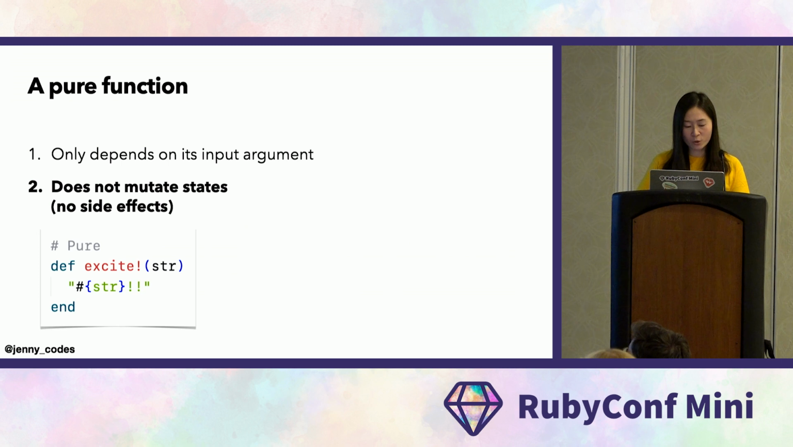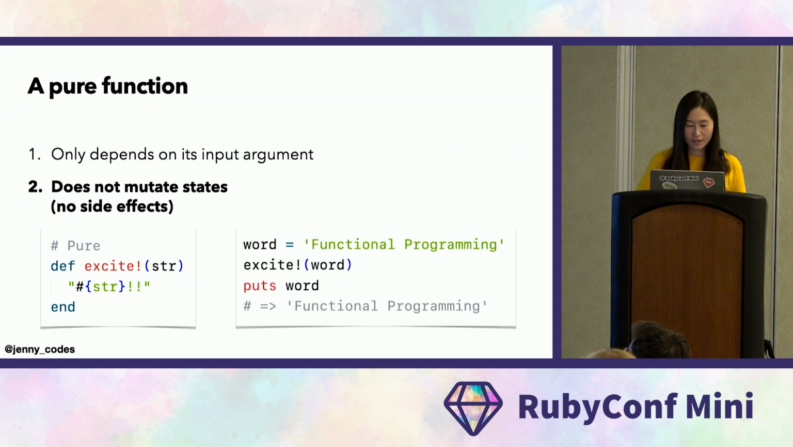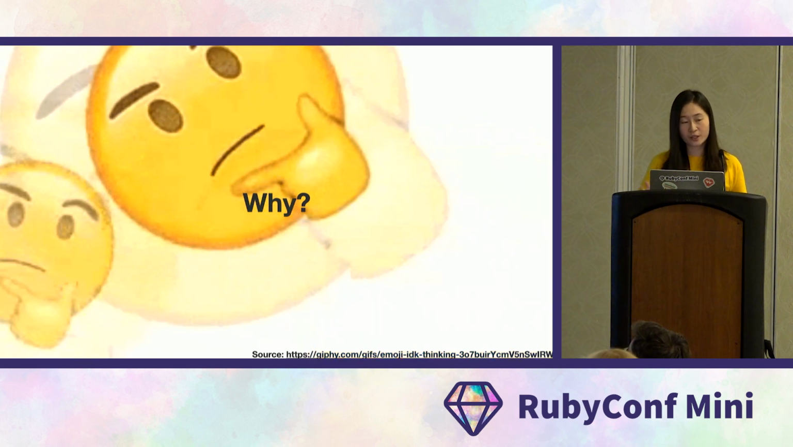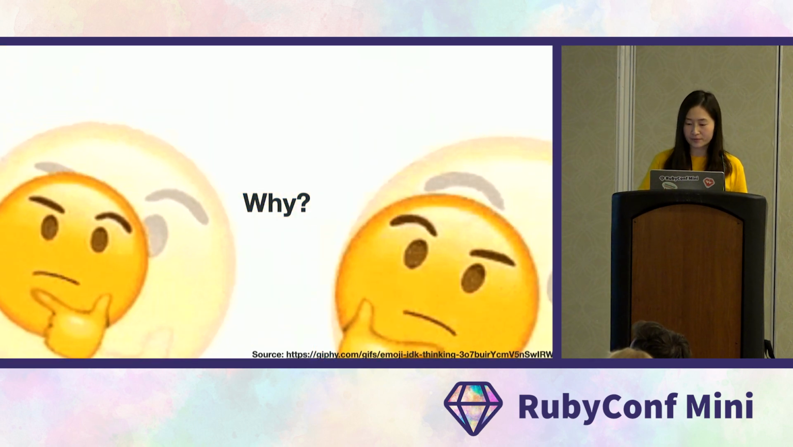And to make it pure, we don't update the variable itself, but create a new string and return that new string, so that the original value will not be affected. And the question again, why? Why do we want to limit ourselves like that?